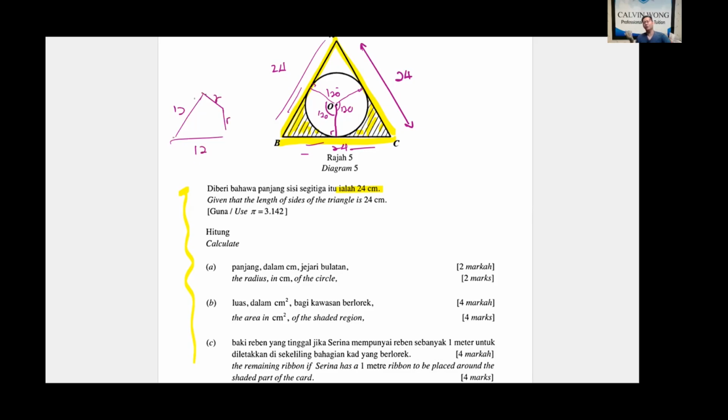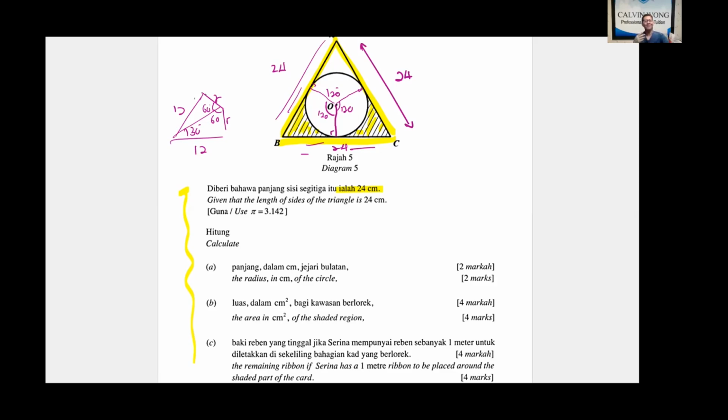Sure, they will ask you to find it already. Split into 60 degree and 60 degree. This one must be 30 degree. Everything is there already. Now, this pattern always comes out. It's very good to manipulate.